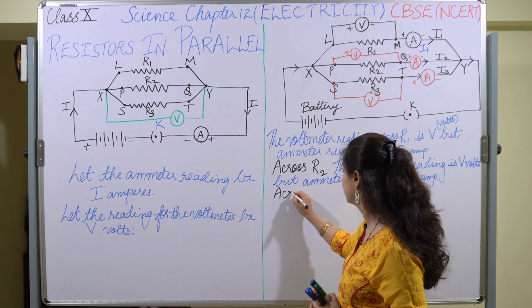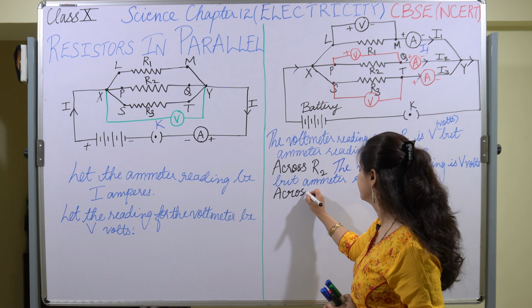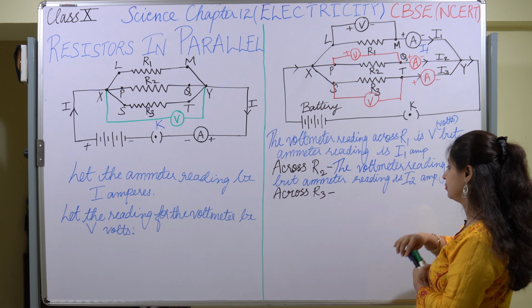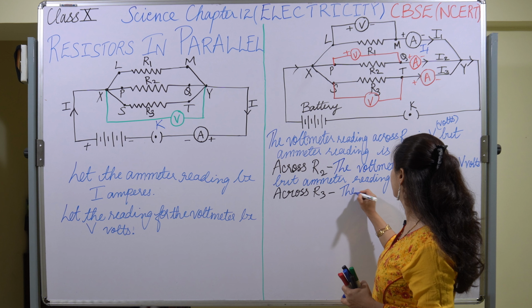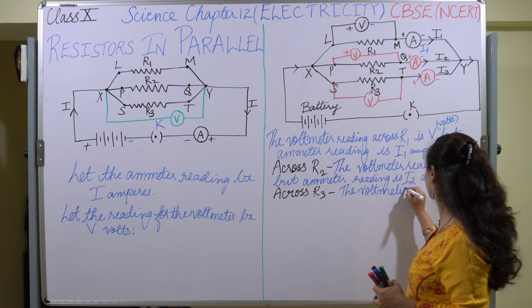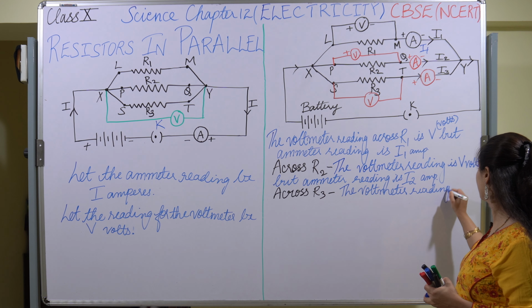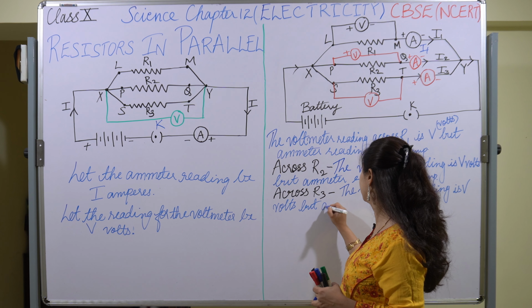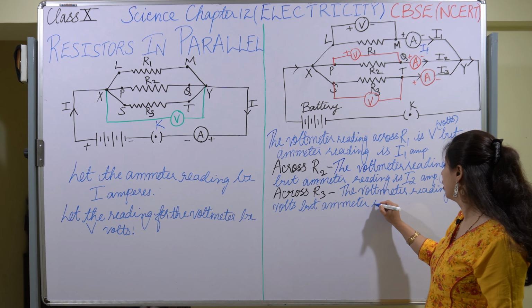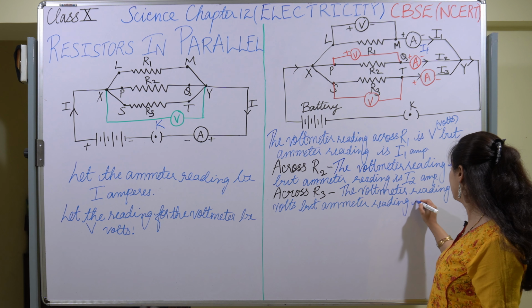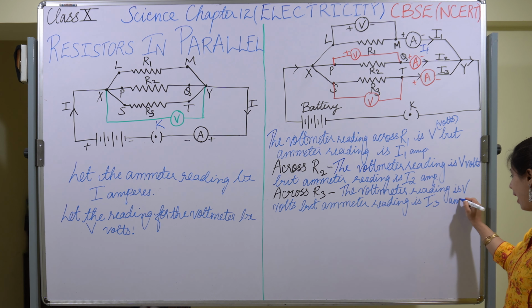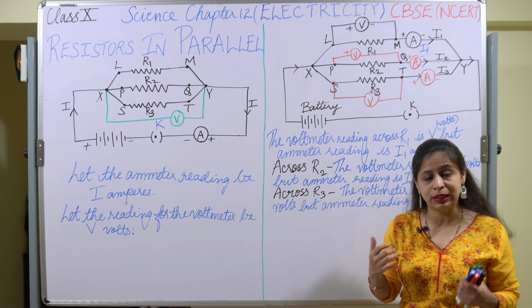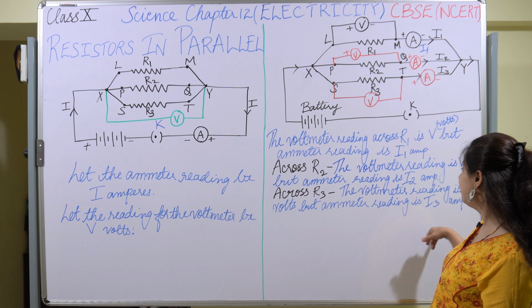So across R3 also the voltmeter reading is V volts, but the ammeter reading is I3 amperes.